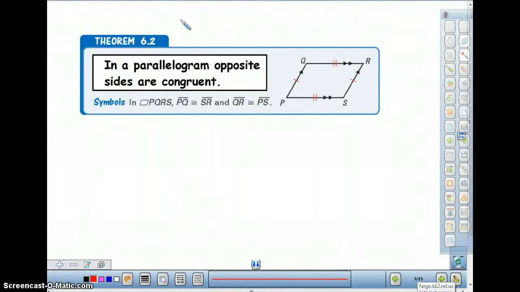Okay, first property that we're going to talk about with a parallelogram is that opposite sides are going to be congruent. Okay, so if I have a parallelogram, if all the sides are parallel to each other, then the opposite sides are also going to be congruent. So in this case, QP is congruent to RS, as well as QR is congruent to PS.